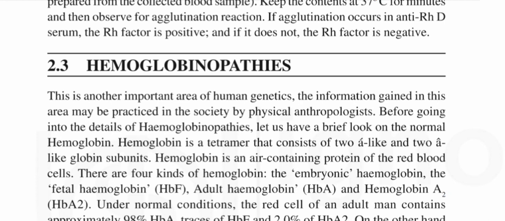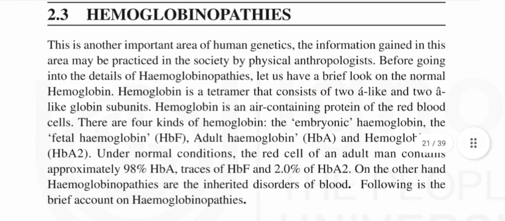Hemoglobin is an oxygen-containing protein of the red blood cells. There are 4 kinds of hemoglobin: the embryonic hemoglobin, the fetal hemoglobin HbF, adult hemoglobin HbA, and hemoglobin A2, HbA2. Under normal condition, the red cells of an adult man contain approximately 98% HbA, hemoglobin adult, traces of HbF, hemoglobin fetal, and 2% of HbA2, hemoglobin A2.